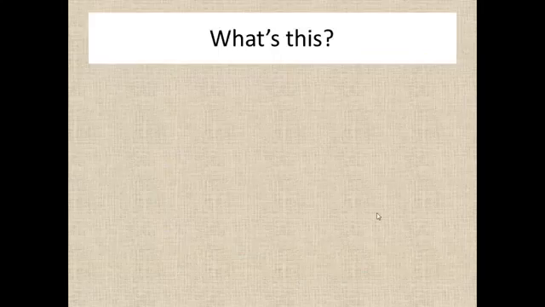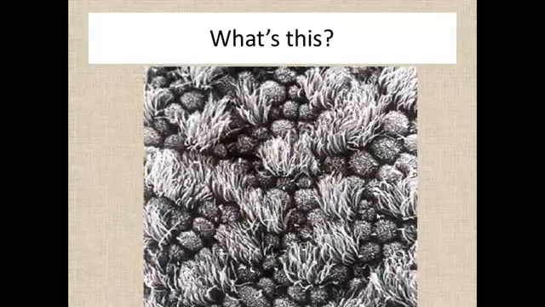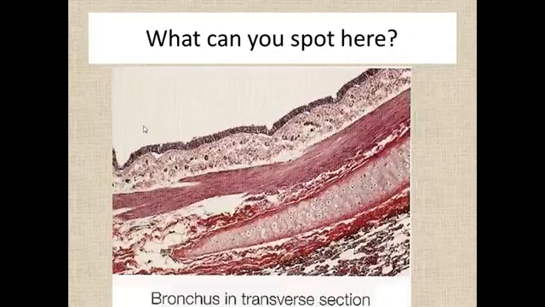Here we have these mucus-secreting glands, and they are full of goblet cells. As a little test, what is this? Well, you've guessed it. This is ciliated epithelium. And what can you spot here? Have a little look to see what you can see. What structures can you recognize?